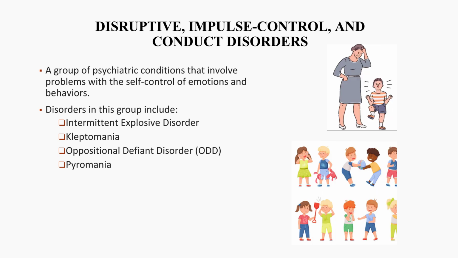We'll move on to the next one, that is disruptive, impulse control and conduct disorder, a group of psychiatric conditions that involve problems with the self-control of emotions and behaviors. The disorders in this group include intermittent explosive disorder, kleptomania, oppositional defiant disorder, pyromania.